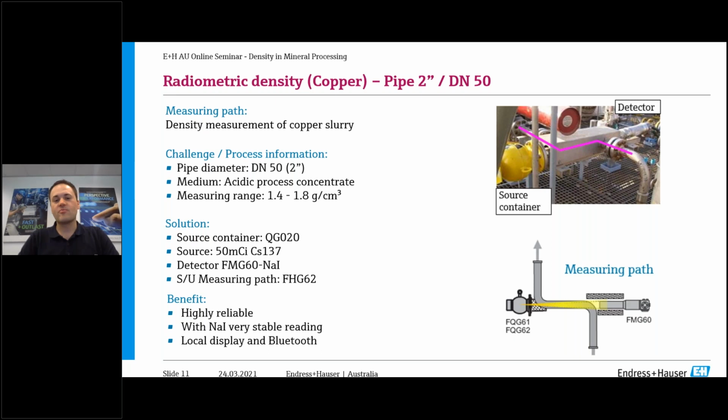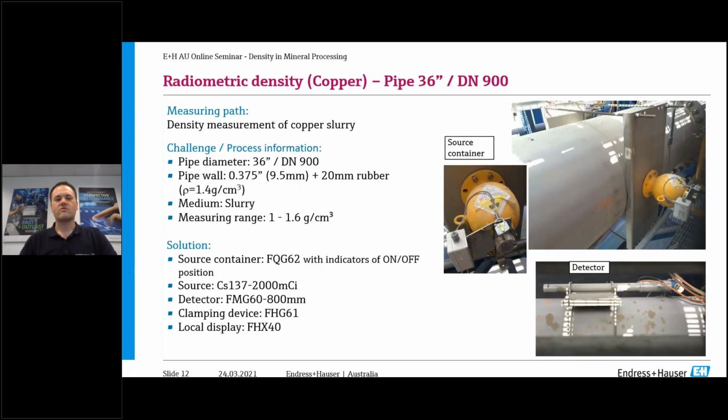So this one is a 2-inch pipe, which you might traditionally think is a bit difficult to utilize a radiometric measuring principle in. This happens to be a copper slurry. Because it's a 2-inch pipe, we use the S-bend configuration, where you have a longer measuring path between the source container and the detector. The benefit of this is, of course, the whole system is very reliable. It has a sodium iodide detector crystal, which gives a very stable reading, a local display, and Bluetooth capability for the 2-wire device. That's great for the process engineers and the maintenance staff, who don't have to go all the way up to the source container or the detector to configure the device. It makes it much safer and much easier as well.